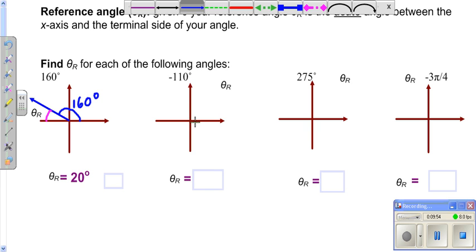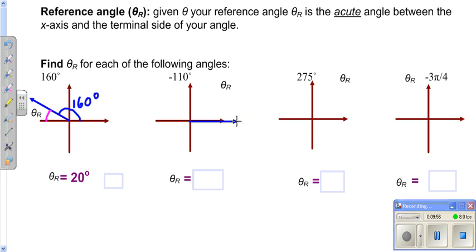You're at negative 110. Well, here's 0, this would then be negative 90. Negative means you have to rotate down like this. Negative 90, so you have to go a little past that to get to negative 110. So between here and the x-axis, it's either this one or this one here, but once again, it's always the smaller of the two. And so now that's our reference angle.